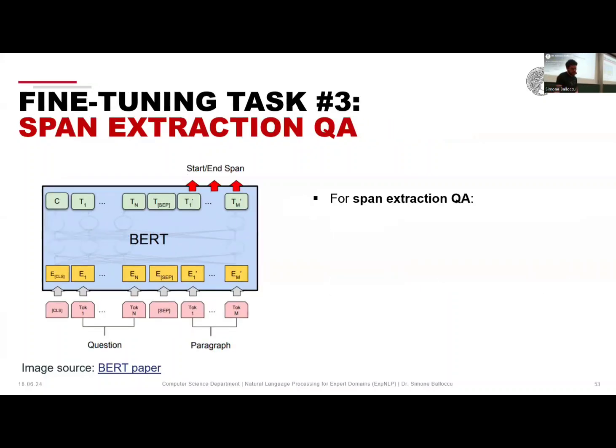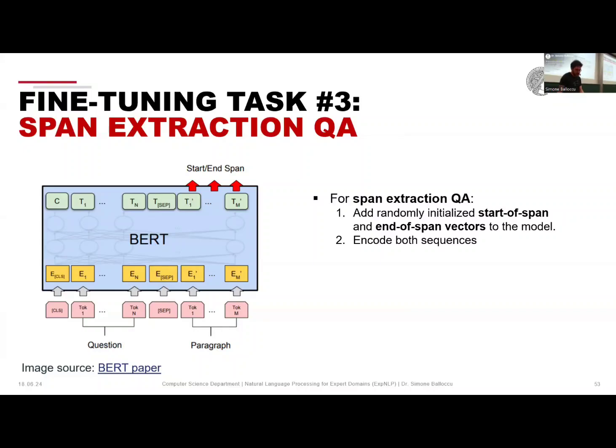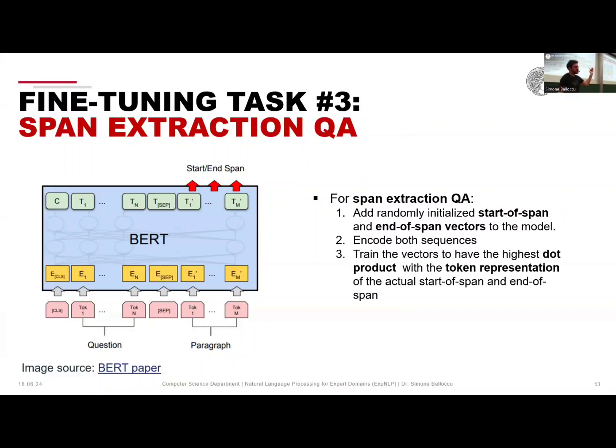What else? Span extraction QA, where we have a question and the answer must not be generated, but must be extracted from a context. So we need to tell it, the answer for this question in the text is from word 12 to word 20. So what we do, we add some specific vectors, which are called start-of-span and end-of-span vectors. We add them again on top of the model. We encode both sequences and we train with the objective of maximizing the dot product between the vector that tells me the start of the span and the actual token which is the start of the span.